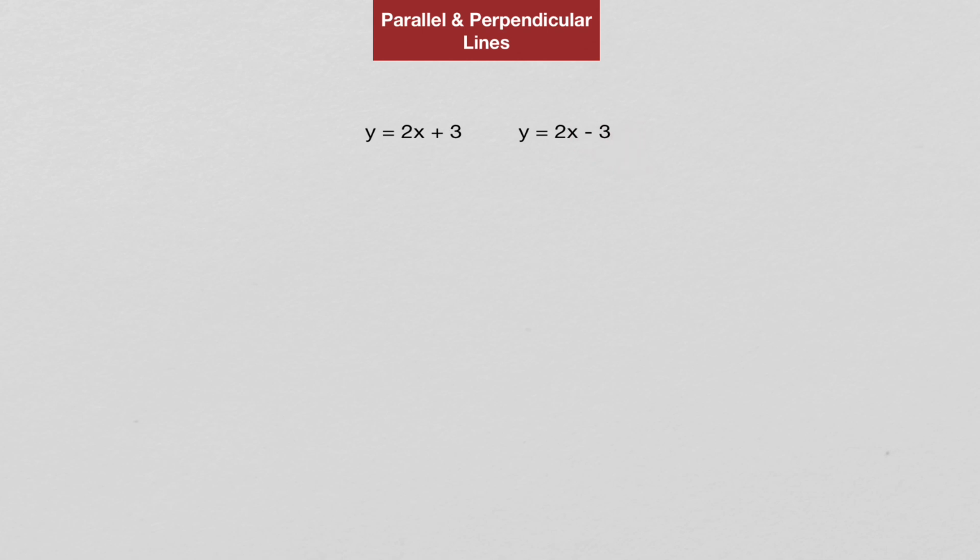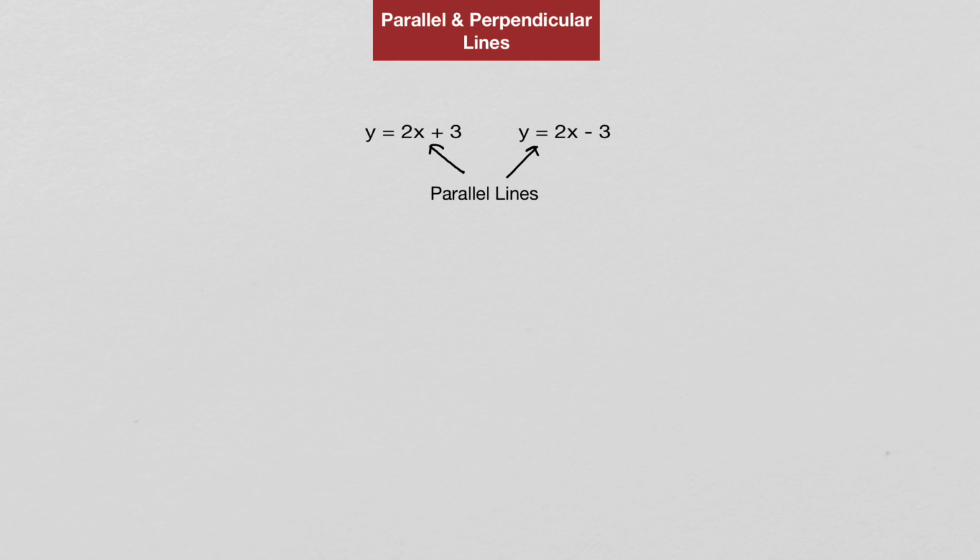When we're looking at whether two lines are parallel or perpendicular, the y-intercept, which is represented by 3 here and by negative 3 here, is irrelevant, meaning it doesn't matter what those values are. What we're looking for is the number before the x, in other words, the slope. So in both cases, the slope is 2. And when they are identical, it means that the lines are parallel. So both those equations are parallel lines.